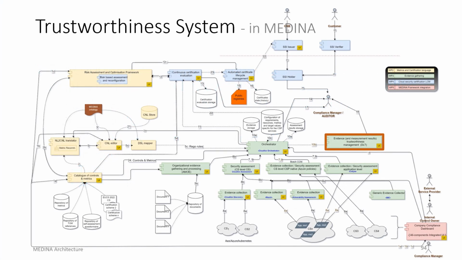This diagram shows the trustworthiness system fitting in MEDINA. The input data, evidences and assessment results, comes from the orchestrator. There is no output to other components from the trustworthiness system. An auditor can check the information saved on the blockchain either manually via GUI or automatically via API.